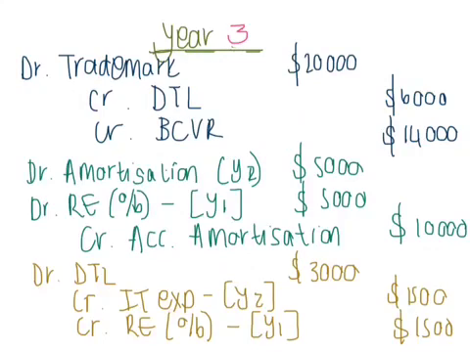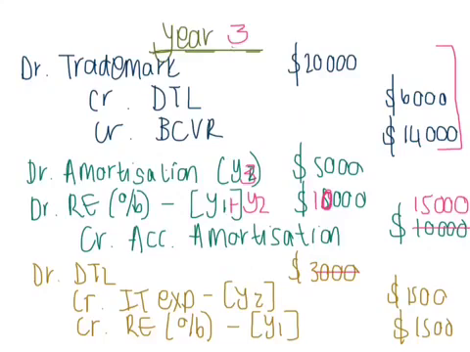For year 3, we would have the valuation entry again to record the trademark in the group financial statements. Our amortization expense for year 3 would be $5,000. Then our adjustment against our retained earnings opening balance needs to be for both year 1 and year 2, so that would be an amount of 10,000, and that would bring our total accumulated amortization adjustment up to 15,000.